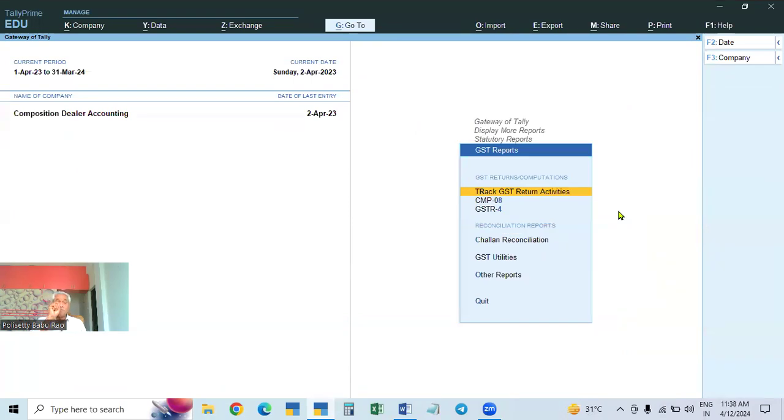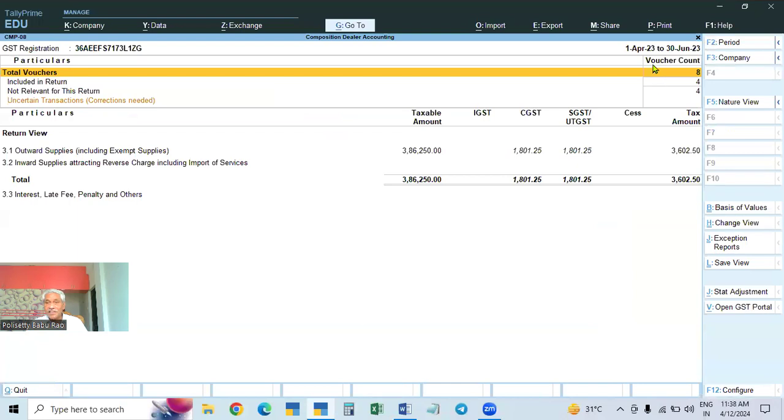So in the case of a composition dealer, he will file only CMP08 every quarter, April to June. So the first quarter is ours. So select CMP08. Ours is the first quarter. It automatically shows 1st April to 30th June, the total sales.